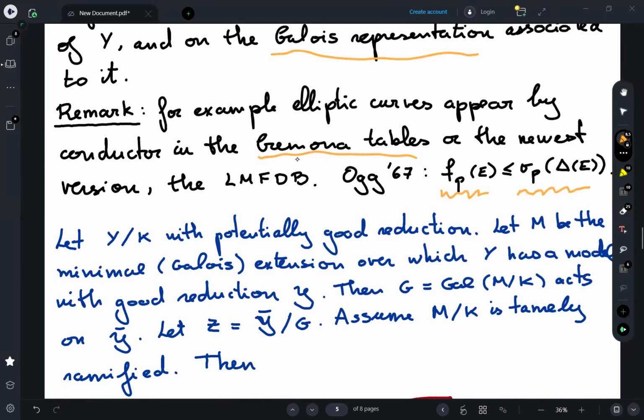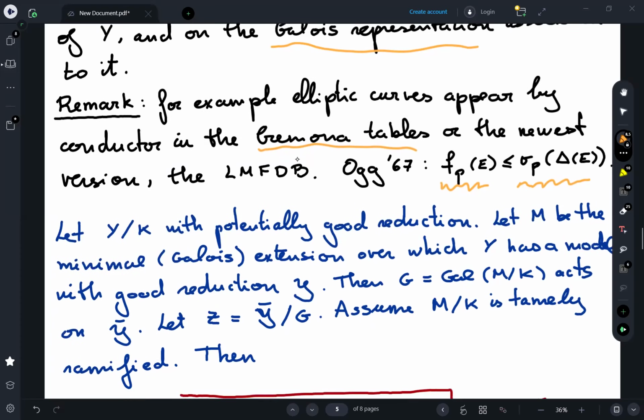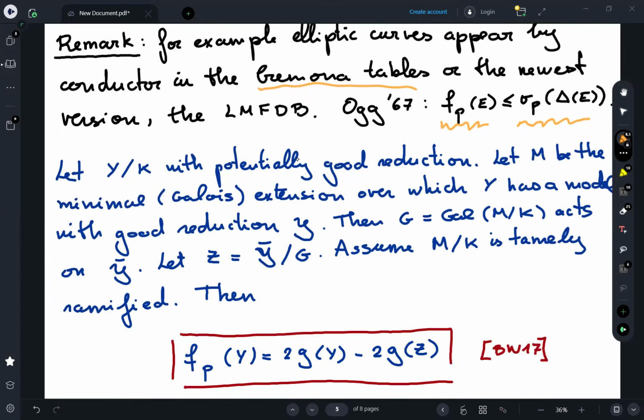So instead of giving you the precise definition of the conductor, because it's kind of complicated and you have to go to the Jacobian, I'm just going to give you a formula to compute the conductor. And in our case, I'm going to consider now only the case in which the curve has potentially good reduction. But this can be generalized, no problem. It doesn't matter what the reduction is. It's just easier to present the result in this way.